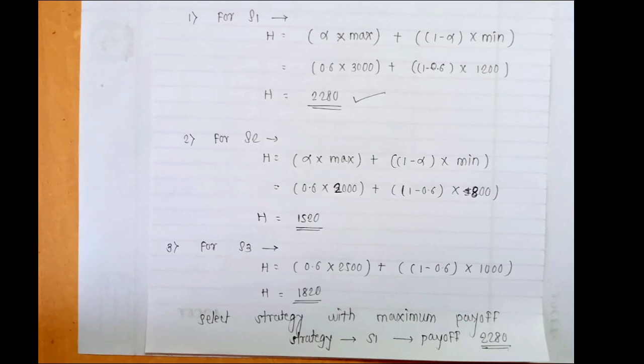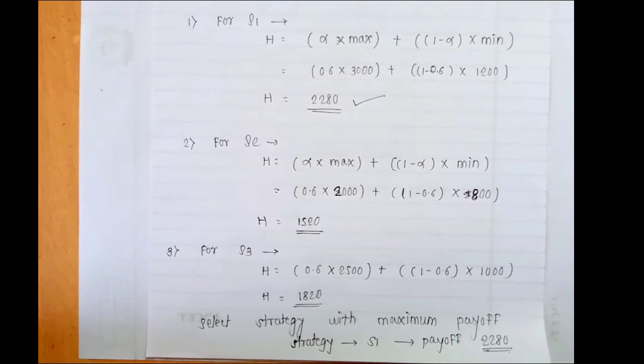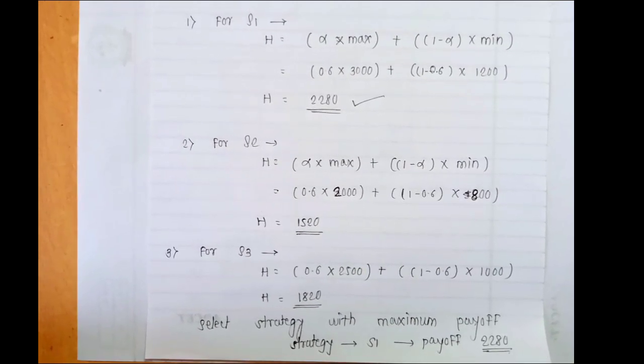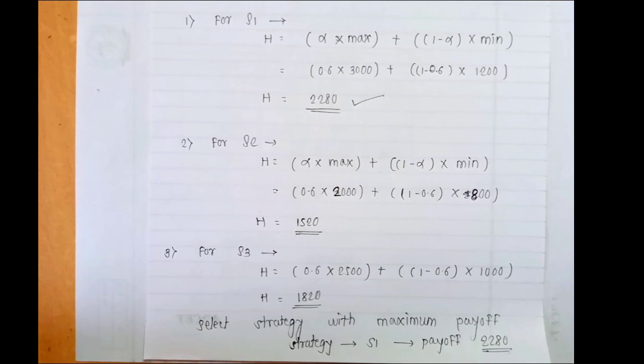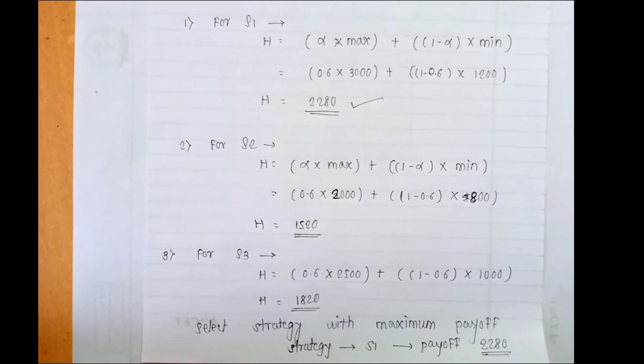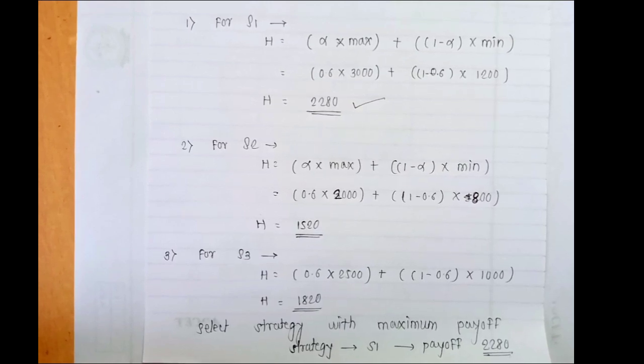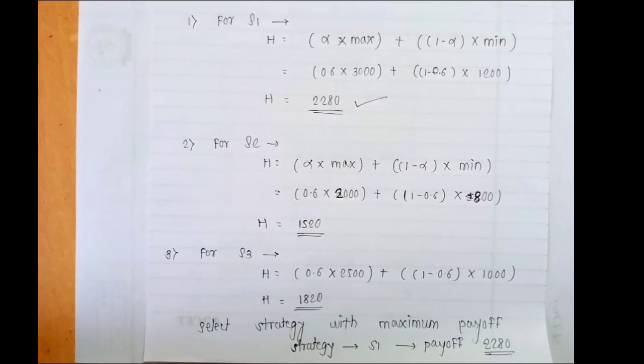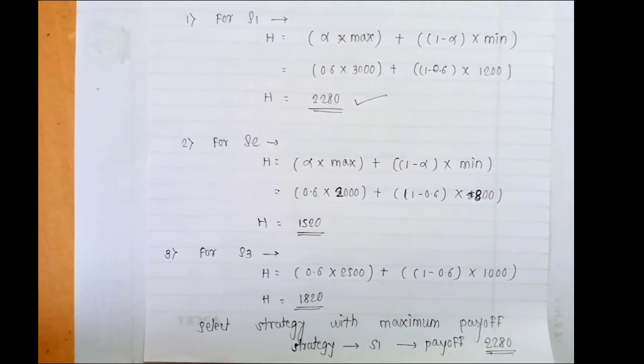1820. So after finding these three values, we have to select the maximum payoff from these three strategies. As we can see here, strategy S1 has the maximum payoff of 2280, which is our final answer.